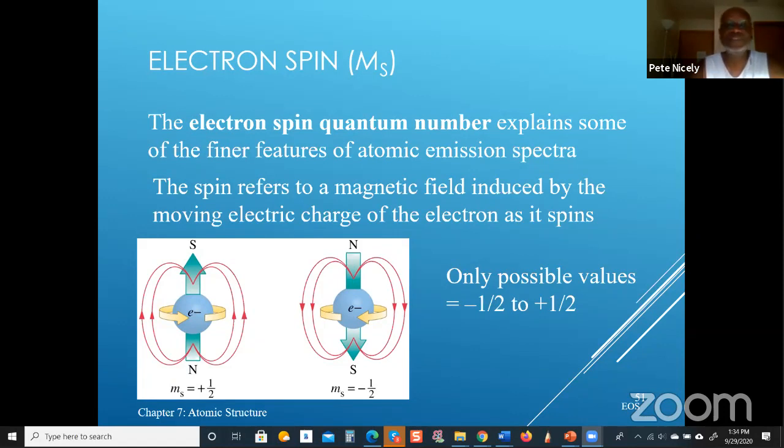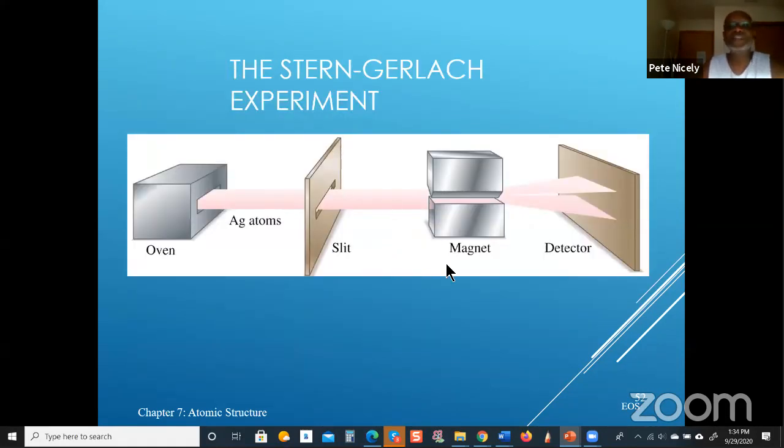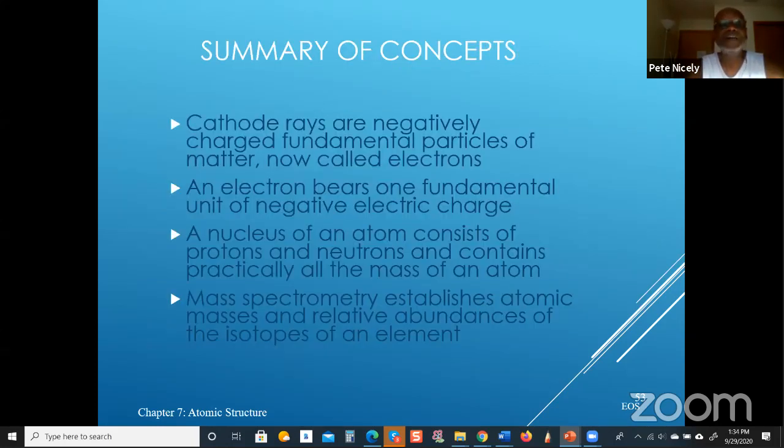Okay, why is this not moving? Okay, and I won't go into the details about this, but this is basically a diagram which represents the experiment which resulted in the discovery of those 2 spin quantum numbers, right? It's not really important for us to get into a description of what is happening here. Okay, so that's basically it for this chapter.